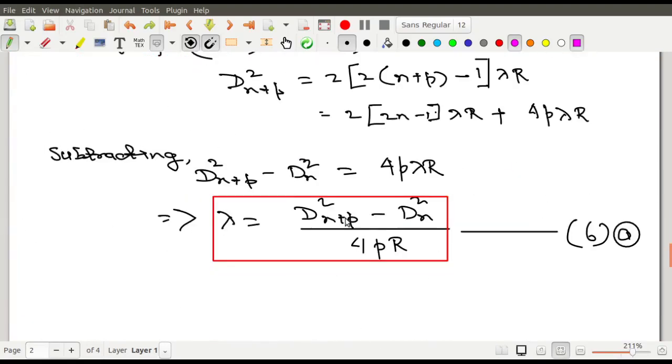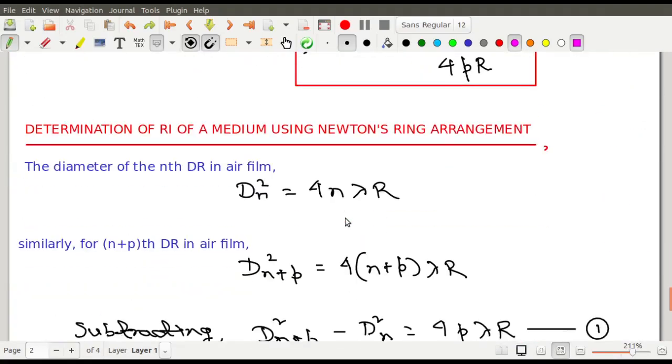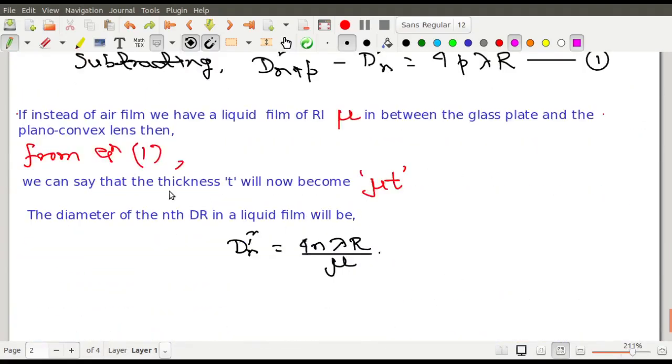So the dn square will just be divided by mu here. So the dn square will be divided by mu, which I have done over here. That is the work I am trying to do here. So the diameter of the nth dark ring will be dn square and it is divided by mu. So where from do you get that divided by mu? That is what I have explained to you in great detail.